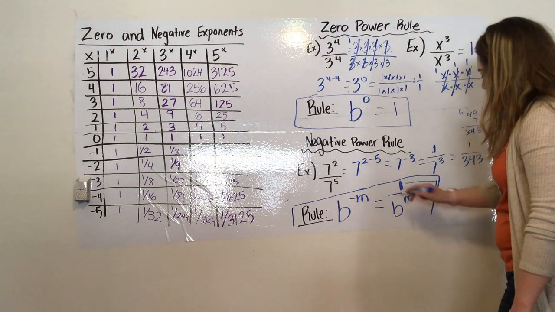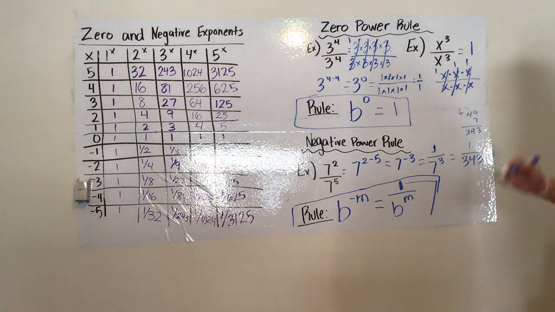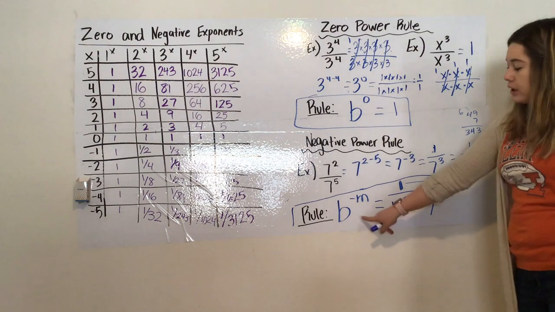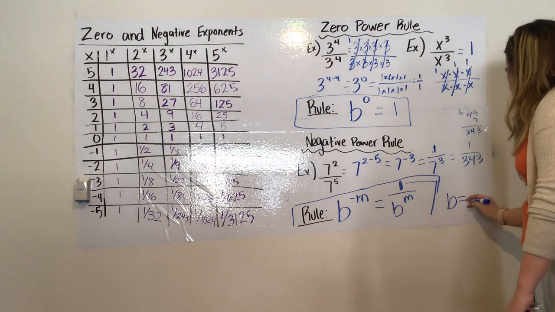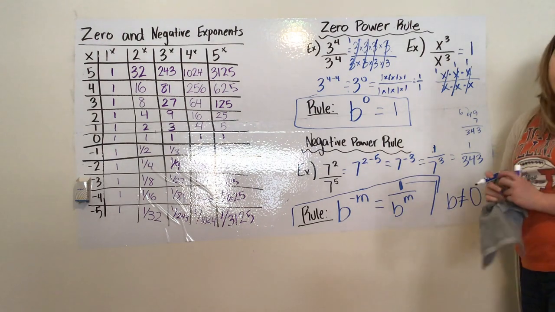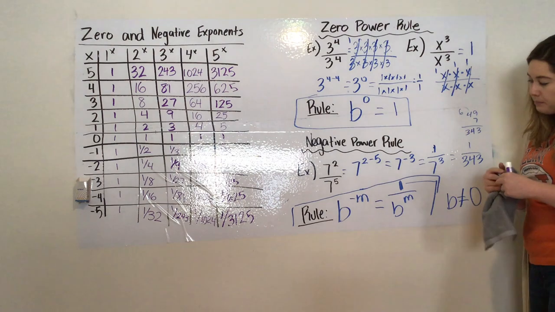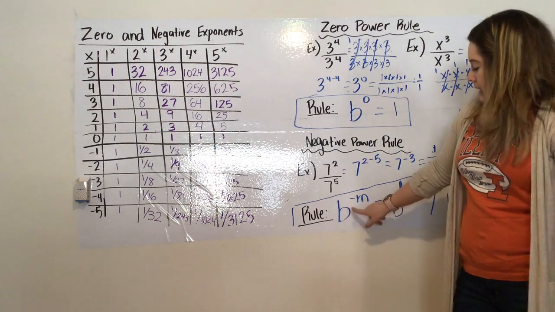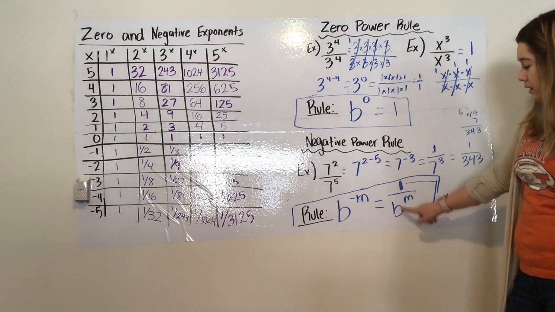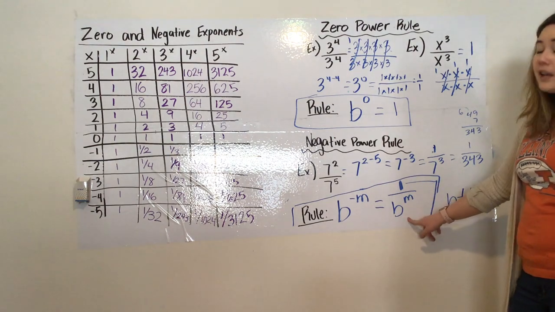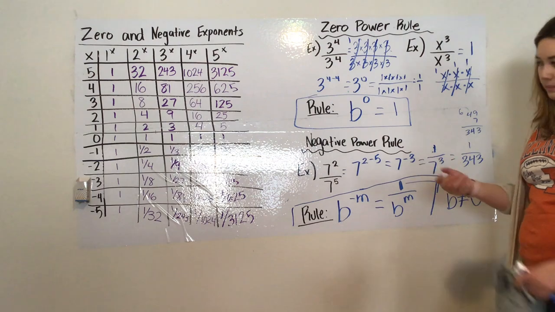Okay, 1 over b to the m is our rule. And also a side note to write next to this rule: b can never be zero. So the base can never be zero. The reason is if we had zero to the negative m, I would have one over zero to the power of some number, and we know we can never divide by zero, right?